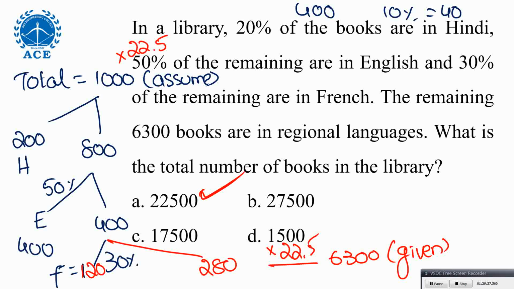1000 is not the total. I assumed it for easy calculations. I can take the total as T. I'll give another method also. Some people find this one difficult. In a single line we can complete it. Now listen, the other method is this.